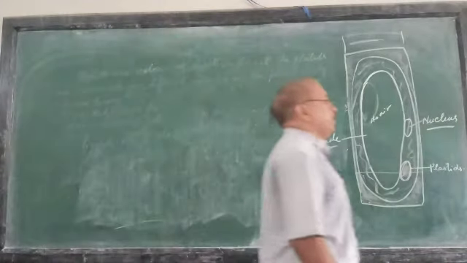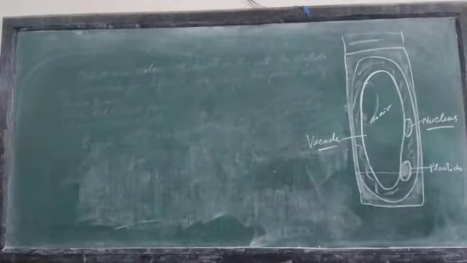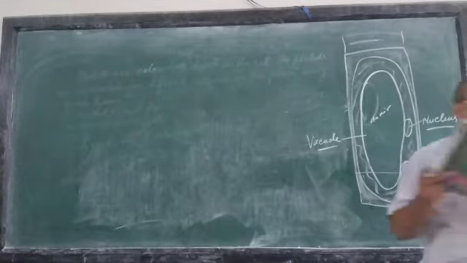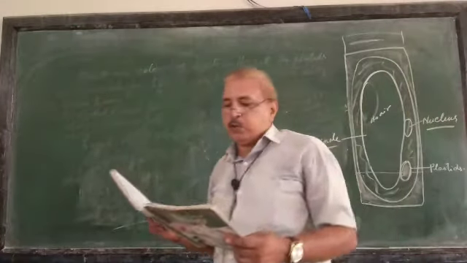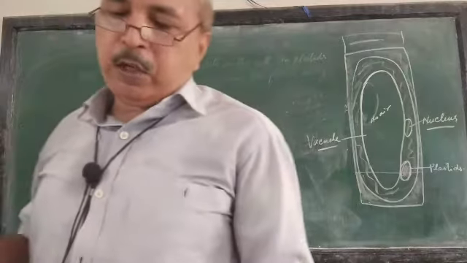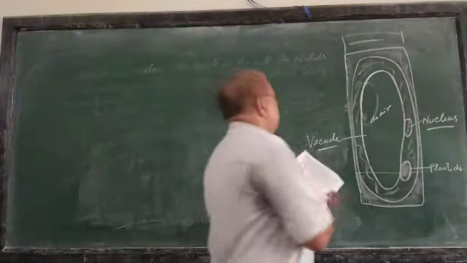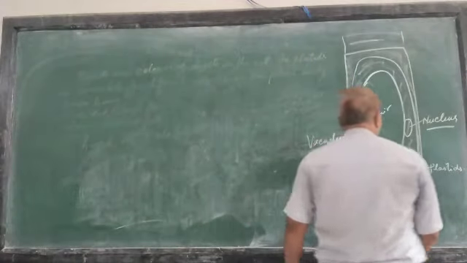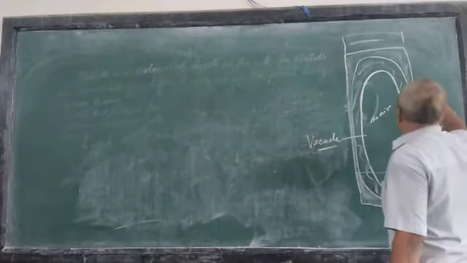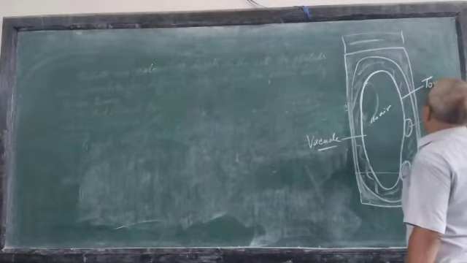In your book, let me read what is given. Plant cells have one or two large vacuoles, whereas animal cells have smaller vacuoles. The vacuoles are bound by a single membrane called tonoplast. You must know the name of this membrane. This is sometimes asked in the examination.